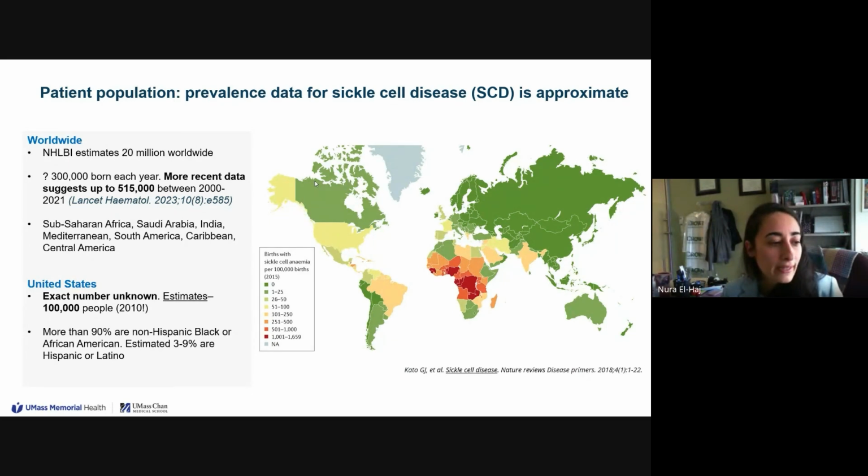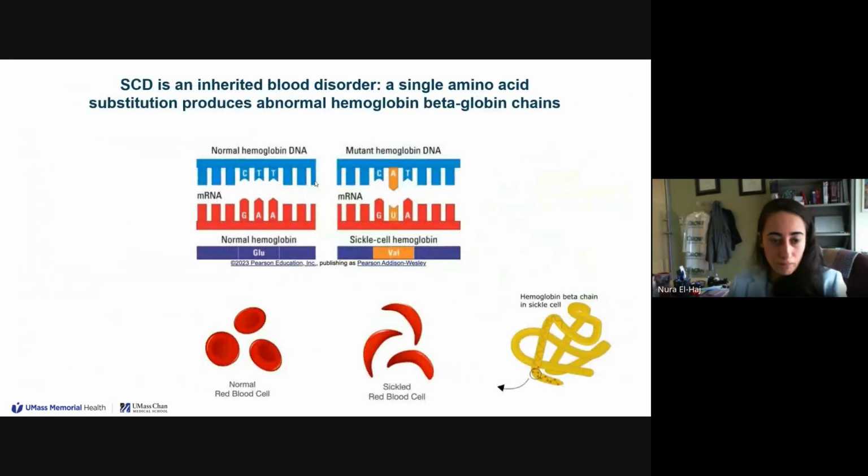Very important from an equity, a health equity, and a diversity standpoint is that the majority of our patients are patients of color. 90% are non-Hispanic Black or African American. 3 to 9% are Hispanic, and there are other minorities. So as I said, this is an inherited blood disorder.